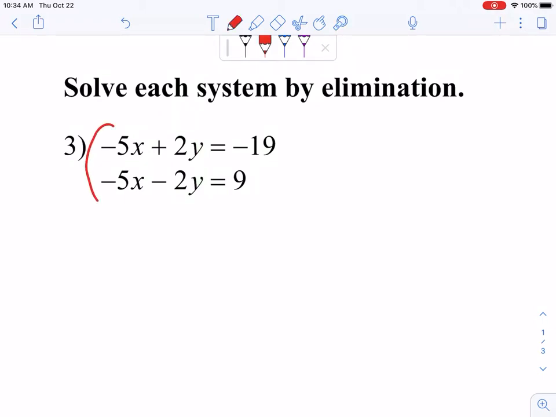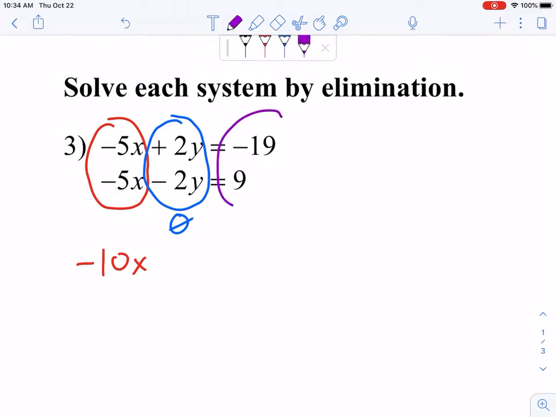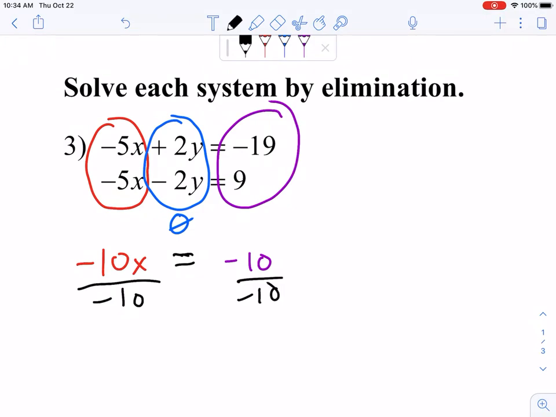So I can put these together in red and get negative 10x. I'm just counting them up. So a negative 5x, negative 5, following my sign rules. When I put my positive 2y and negative 2y together, they cancel out. And negative 19 and positive 9 will give me a negative 10. So essentially I'm left with negative 10x equals negative 10. I can divide negative 10 to both sides to get x by itself, and that's going to be 1.